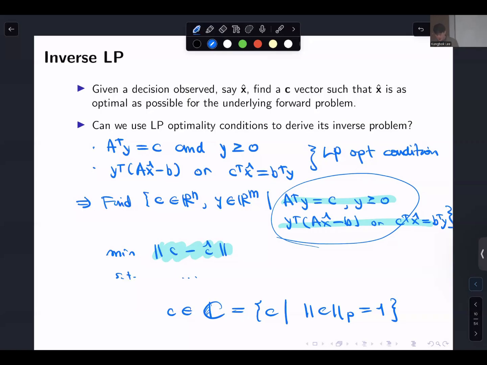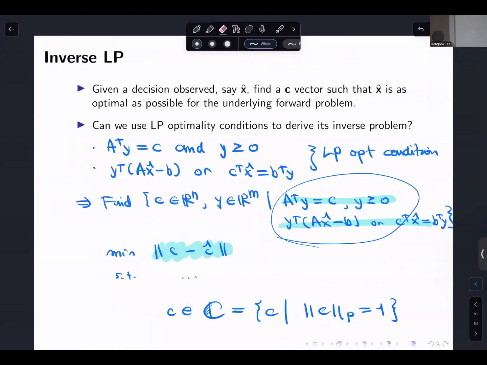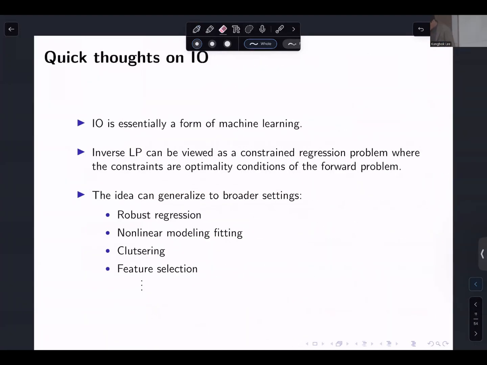So the idea is to find a C vector that allows the given solution to satisfy optimality conditions. In LP, it's the dual feasibility and complementary slackness. That's it. Now, what if the forward problem is convex? Not LP, nonlinear, but convex. And the problem becomes what? Finding a C vector that allows the given solution to satisfy what? The more general KKT conditions. That's it. Okay, so that's how inverse optimization works.